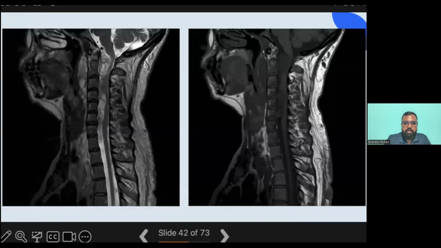There is intermediate signal on T1 with moderate contrast enhancement and high signal on T2, most pronounced on T2 at C2 with marked cord compression. The spinal cord is displaced and mildly compressed, but no overt myelomalacia is clearly seen in the image. Vertebral bodies and intervertebral discs show no significant abnormalities.